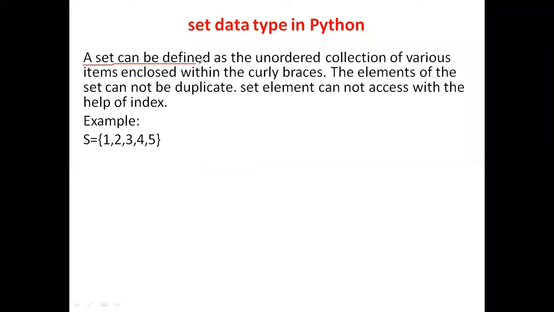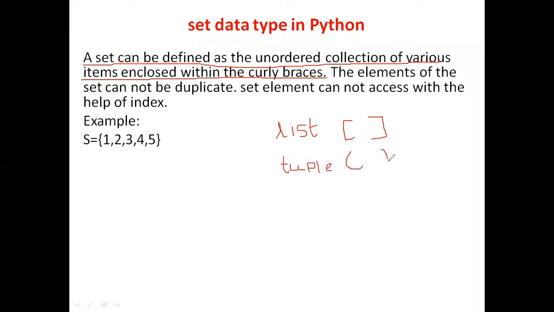A set can be defined as the unordered collection of various items enclosed within curly braces. So how can we define a list? A list is defined with the help of square brackets. How do we define a tuple? A tuple is defined with the help of small brackets. So how are we going to define a set? The set is defined with the help of curly braces.